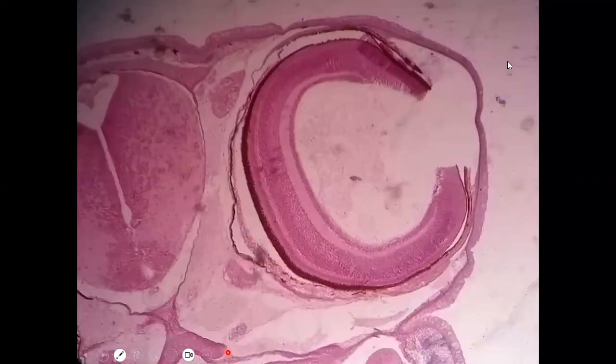Notice here, this is the eyeball, and this is the retina. This is the vitreous chamber, and the cells that we see close to the vitreous chamber are the ganglionic layer, which are cell bodies for the optic nerve. And then we have the inner plexiform layer, the inner nuclear layer, the outer plexiform layer, and the outer nuclear layer.